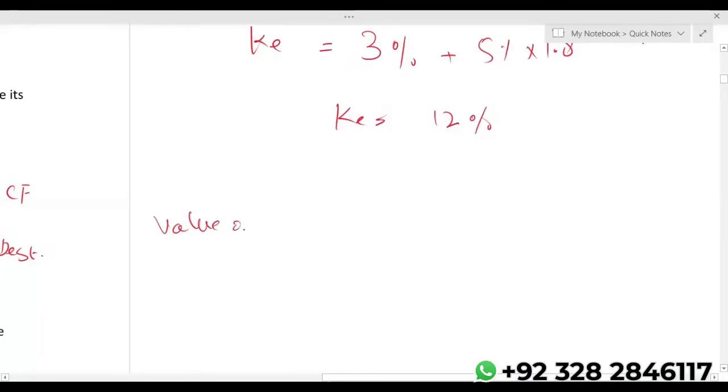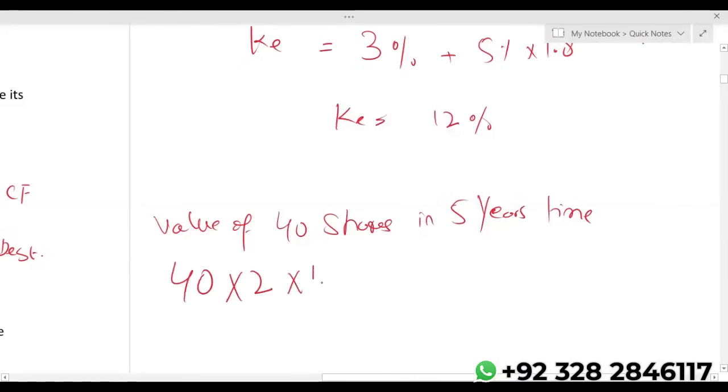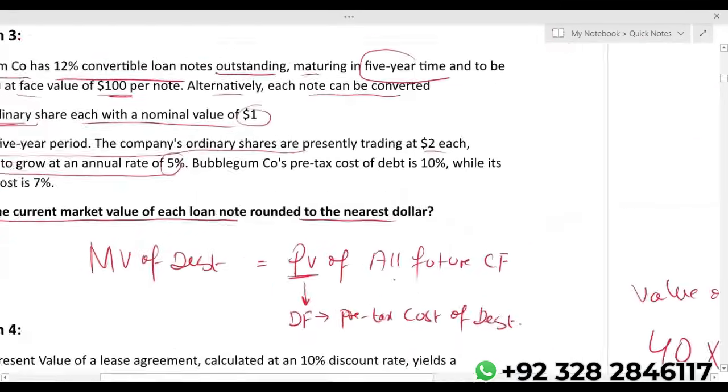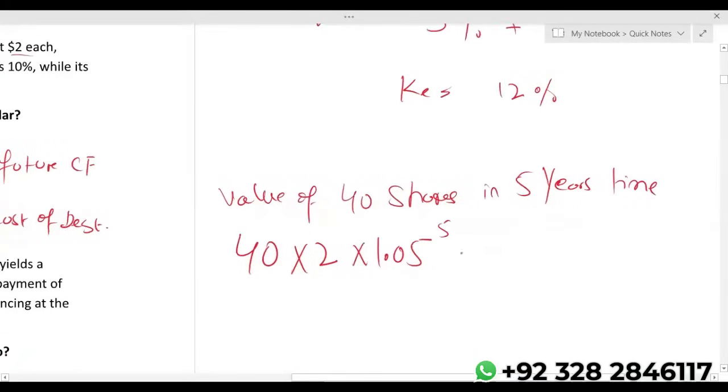value of 40 shares, not today, in 5 years time. Right now, each share is having value $2, and share price will keep increasing at 5%. And maturity period is 5 years. So let's see. 40 into 2 into 1.05, take the power 5. I'm getting 102.1. Now listen carefully.